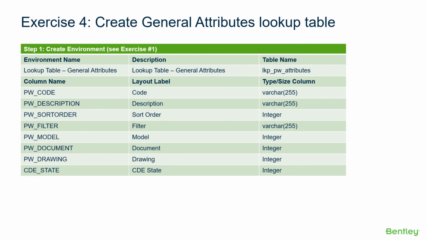Now let's create the Lookup Table General Attributes environment, which will store common document, drawing, and model pick list values, such as file type, scale, and sheet size. The PW_filter, PW_document, PW_drawing, and PW_model attributes will be used to categorize and filter the selectable lookup values. The PW_sort order attribute will be used for presenting the values to the user in a specific order.